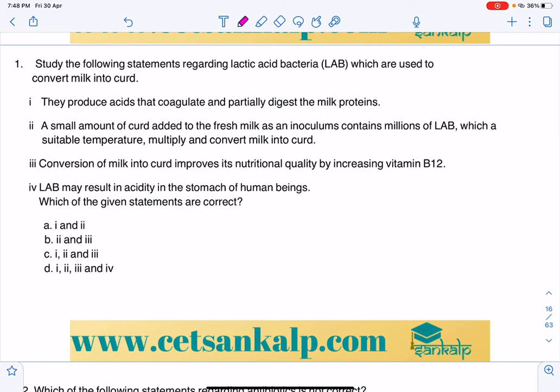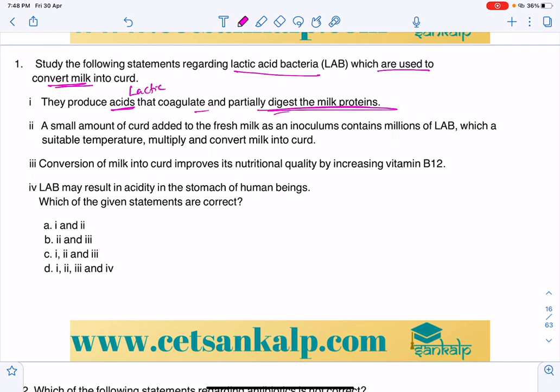Study the following statements regarding lactic acid bacteria, which, as we just discussed, are used to convert milk into curd. They produce acid that coagulates, that is lactic acid, and partially digests the milk protein. They completely digest the milk sugar and partially digest the milk protein.